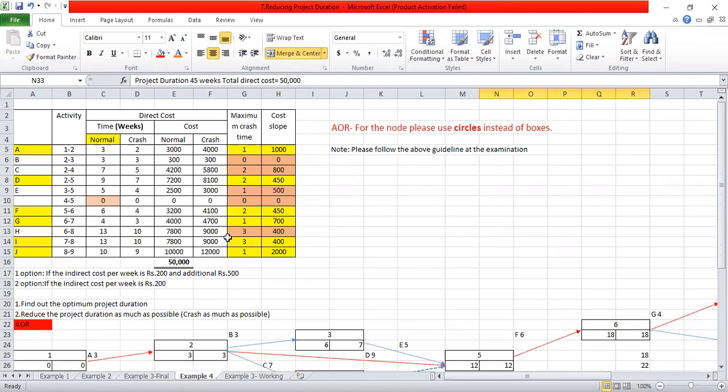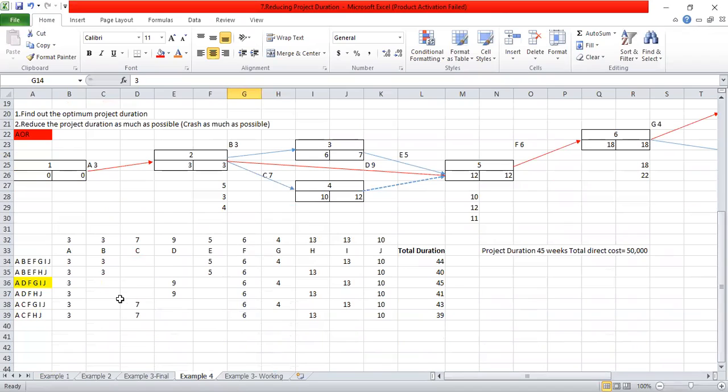So we have now identified the I activity having the lowest cost slope. So I will crash the I activity, and the I activity has a maximum crash time of how much? I activity can be crashed by 3 days, but we are not going to crash activity I by 3 days. Why? Because activity I is not common for all these paths.